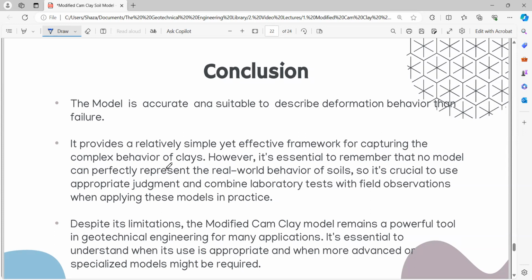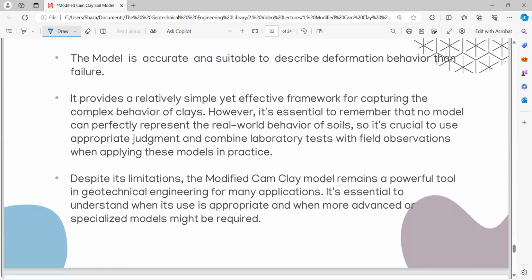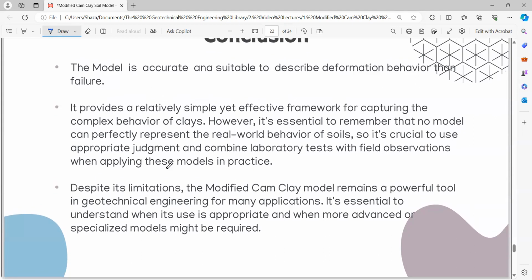That's why whenever you are using any soil model, it is important to combine the results from your model with laboratory and field tests as much as required and as much as possible. Finally, regardless of its limitations, the modified Cam-Clay model is a powerful tool in many geotechnical engineering applications, mainly used in saturated clays and silts.